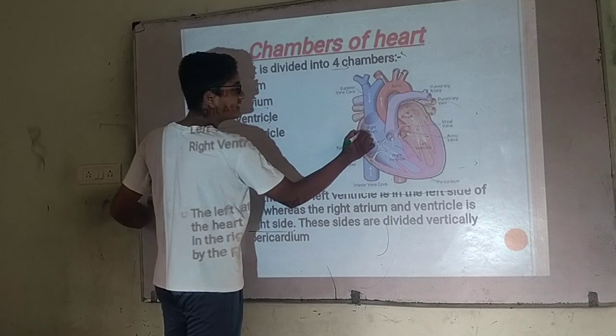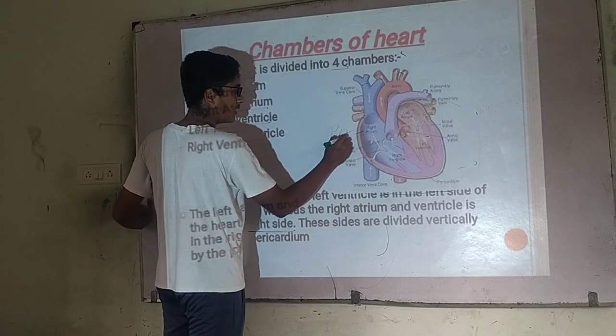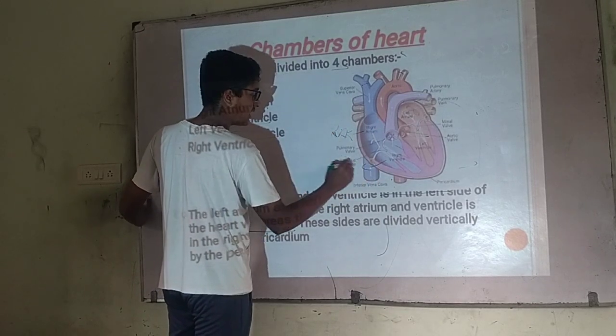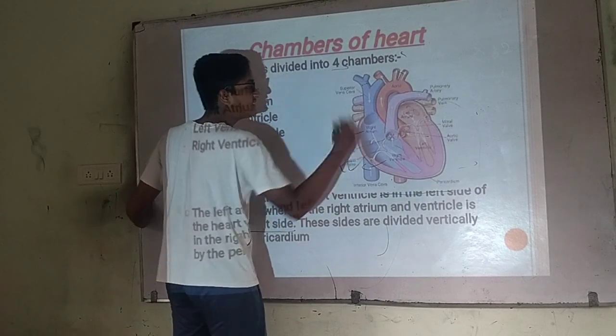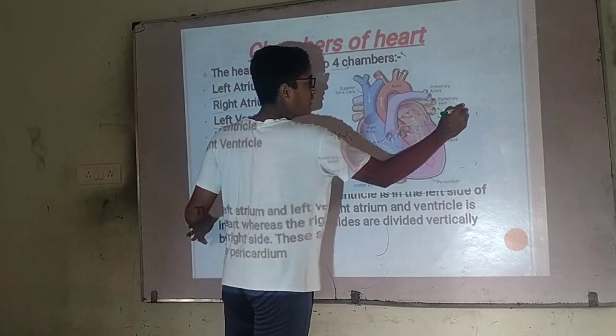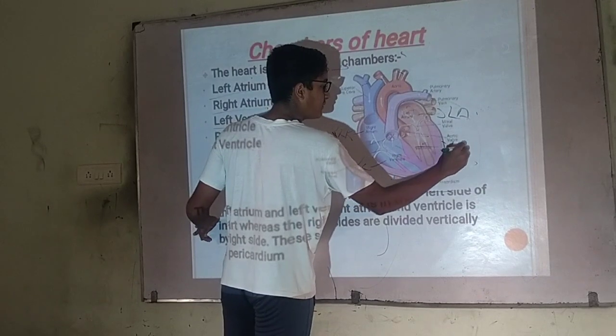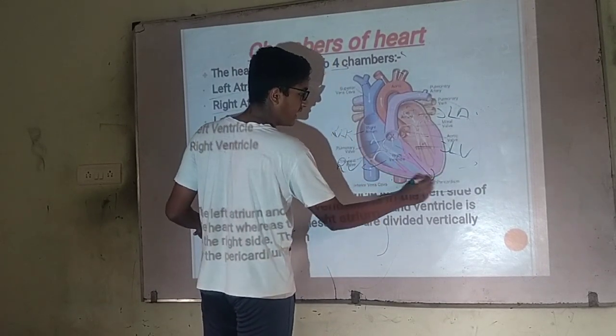We can see here this is the right atrium and this is the right ventricle. And same on the left side, we can see this is the left atrium and this is the left ventricle, and this is divided by the pericardium.